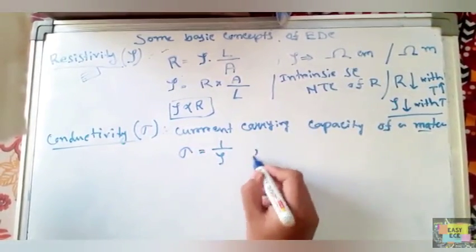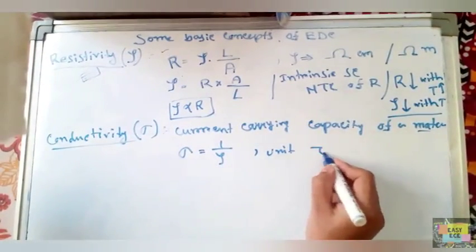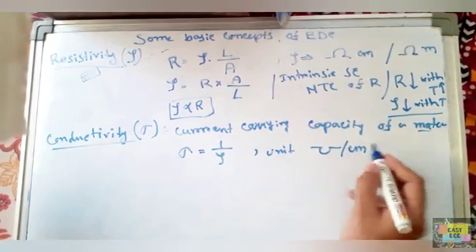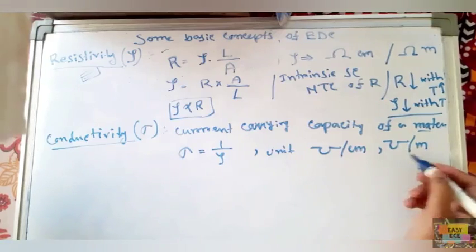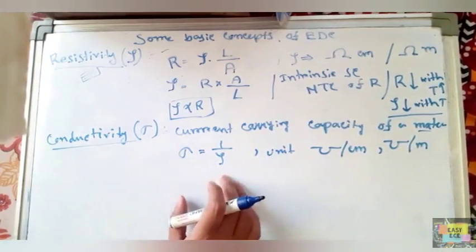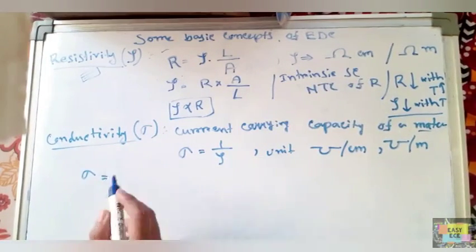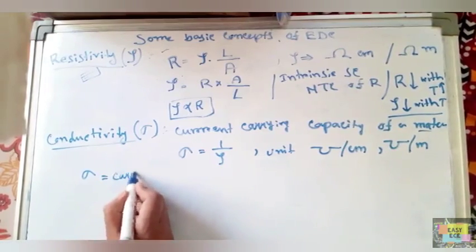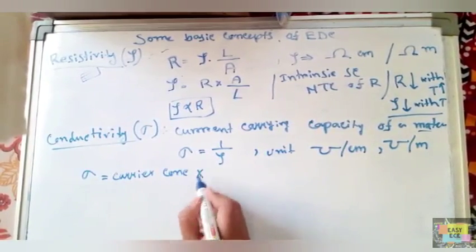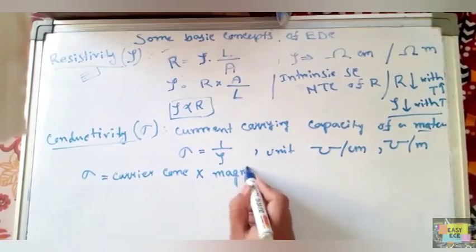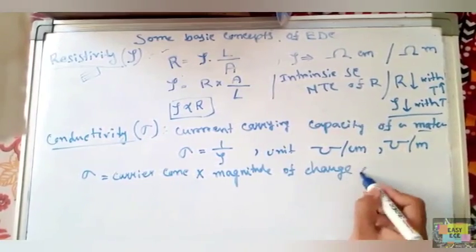Obviously, what is the unit of conductivity? Inverse of rho, that is mho per centimeter or mho per meter. So this is the conductivity, and conductivity is given by the relationship: carrier concentration into magnitude of charge into mobility.